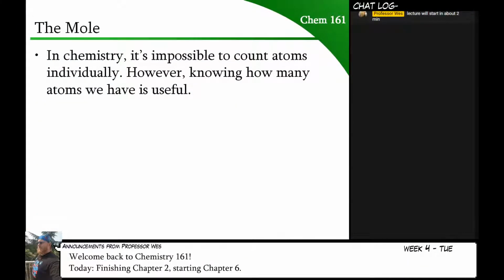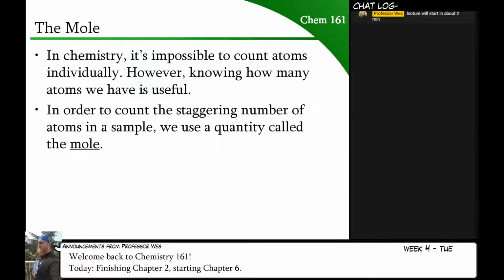We left off near the end of Chapter 2, right here at the mole. And the mole is a concept that we spent the majority of 140 discussing. So if you are coming from 140 or high school chem, you remember what the mole is. So the mole is this number. 1 mole of something is 6.022 times 10 to the 23 of that something. That is a humongous number.